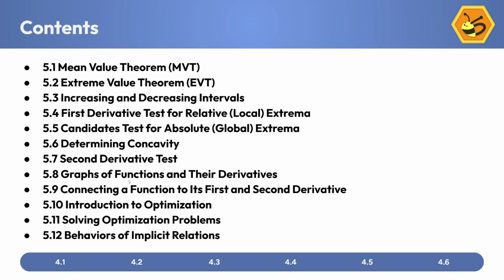Then we move on to graphs of functions and their derivatives. So connecting the function with its first and second derivative, these two kind of go together. Then we have optimization and then also implicit relations. Just since we have a lot of content, I'm curious, does anyone have any specific requests for topics you'd like me to go over first? Because we don't necessarily have to go in order.